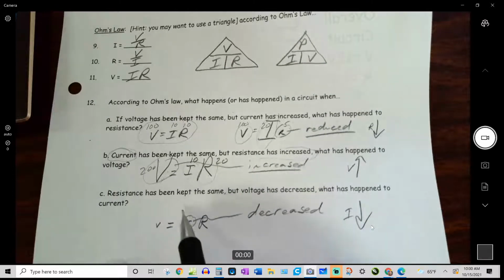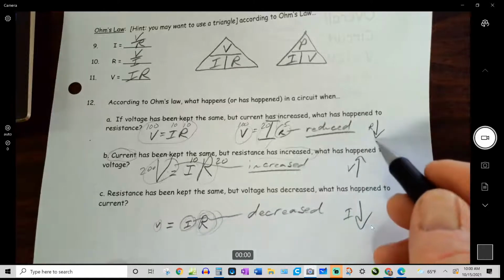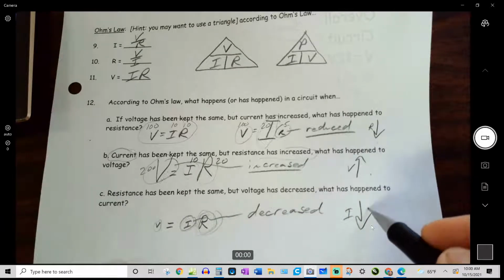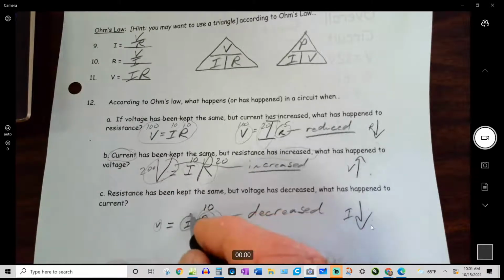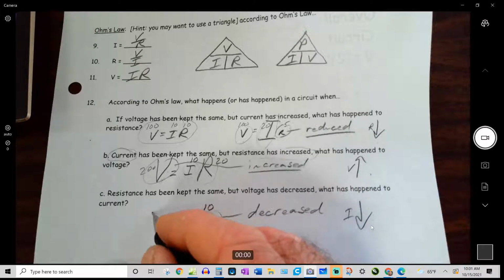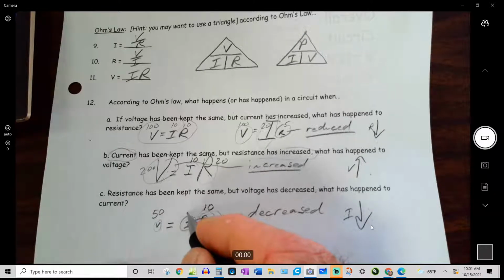And then finally, if I keep the resistance the same, so this is the same size R, but I decrease the voltage, imagine trying to push something through a pipe with the same amount of clogs in it, but you're not pushing as hard anymore. What's going to happen is you'll have less flow. So that goes down. So the answers are decrease, increase, decrease. And numerically, again, if I make this a 10 and I shrink this to 50, then this has to become 5. It has to shrink too.